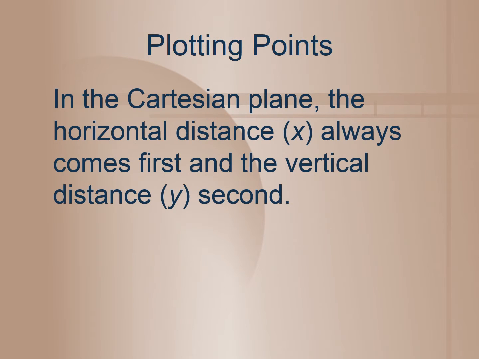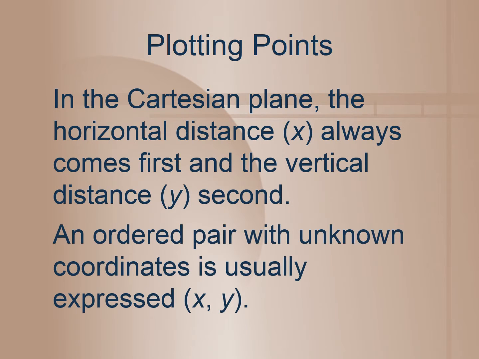To plot points, you're going to do the horizontal distance first, the x, and then the vertical distance, the y, second. You can think about it a couple of ways. First, alphabetically, x comes before y, so x is horizontal and then y is vertical. You can also think that you have to walk before you can jump up and down. So you're going to go horizontal before you go up and down. The ordered pairs are alphabetical, so they go x and y, right?